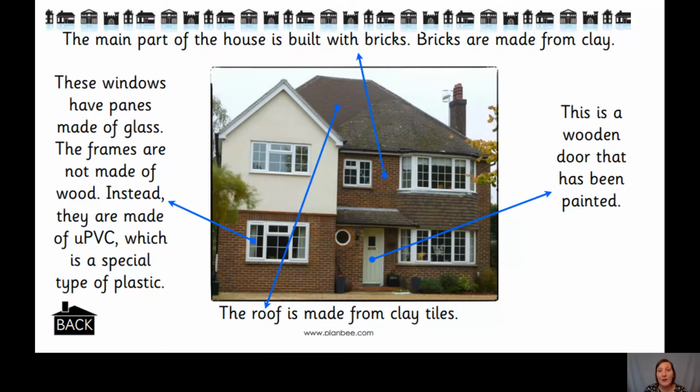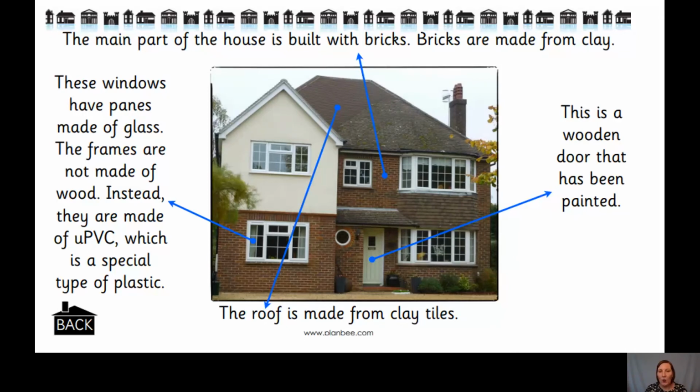Now the door is different to the door that we had a look at last time. This door is made from wood. What's your front door made from? My front door is made from wood. Is your front door made from wood or UPVC, like the windows? And my front door has been painted with white paint. What colour is your front door? I'd really like to know all these answers to these, year one, okay?